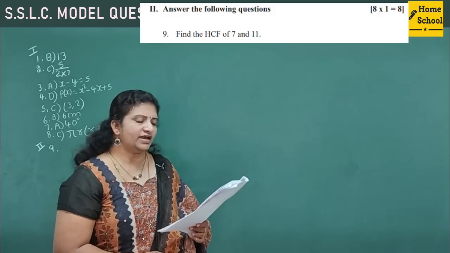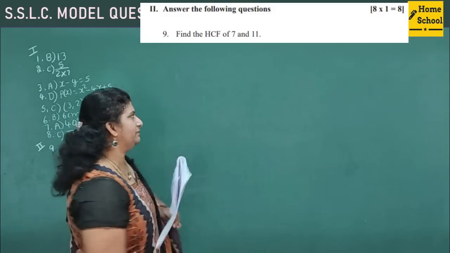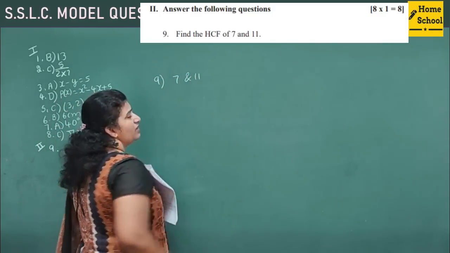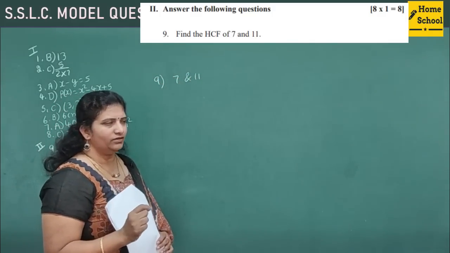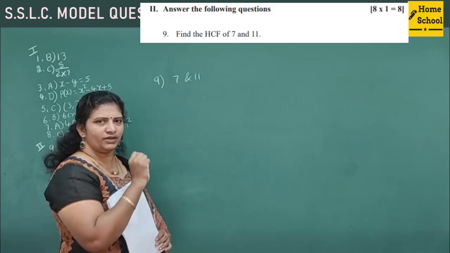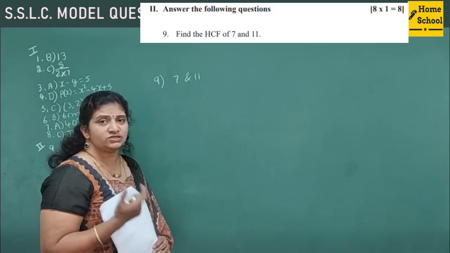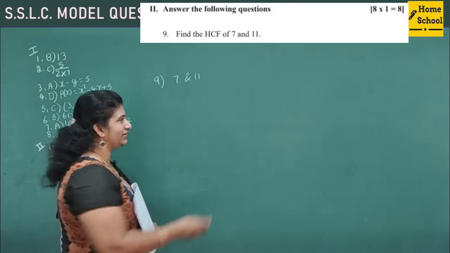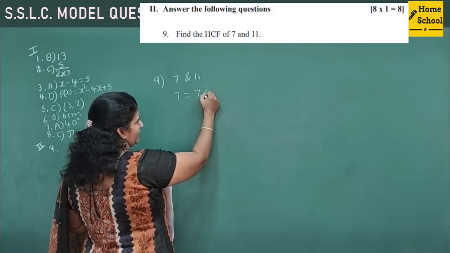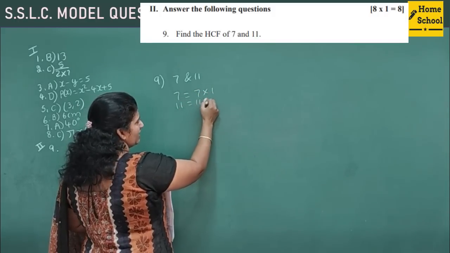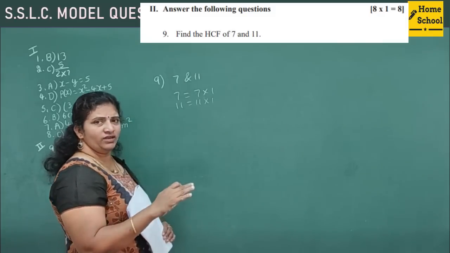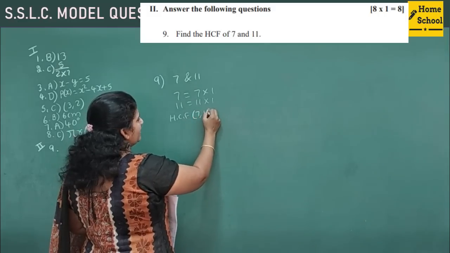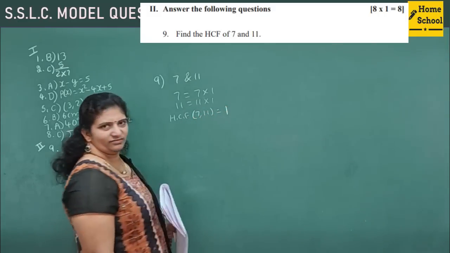9th one. Find the HCF of 7 and 11. 7 and 11. Highest common factor. Do you have any common factor among the 7 and 11? No, there is no common factor. That means only 1 is the common factor. 7 you can write it as 7 into 1 and 11 you can write it as 11 into 1. Other than 1, there is no common factor. Therefore, HCF of 7 and 11 is 1.